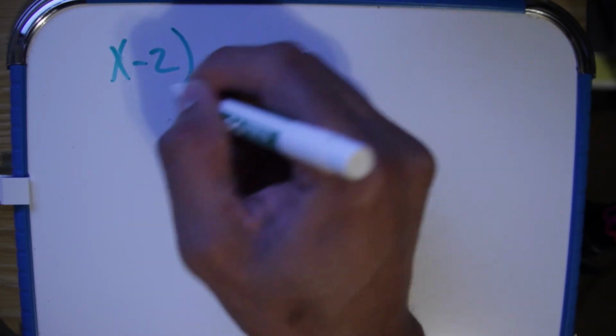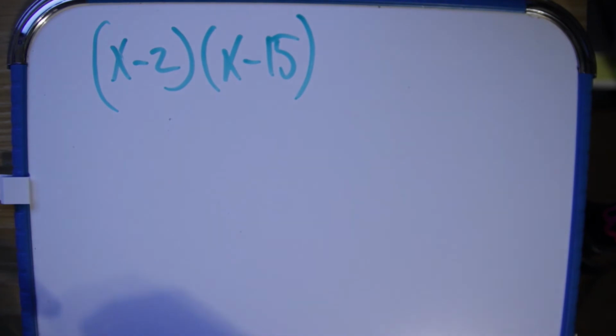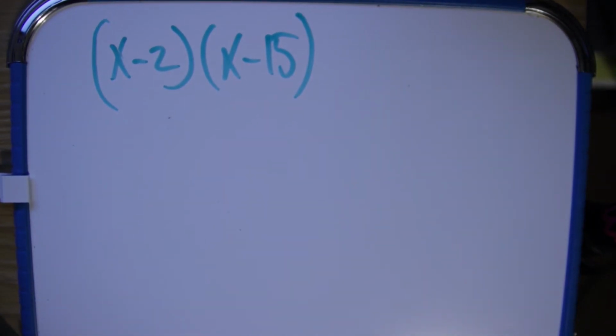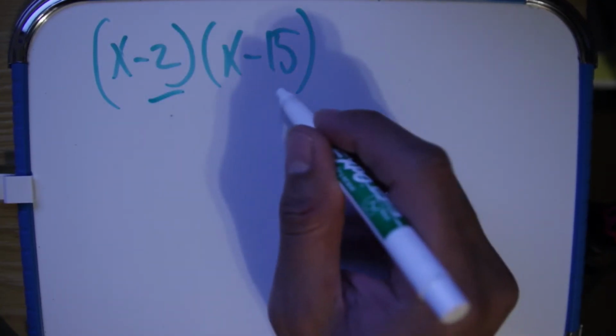X minus 2, x minus 15. So then we get the number that we had in the beginning, which was a 6, and divide them both by 6.